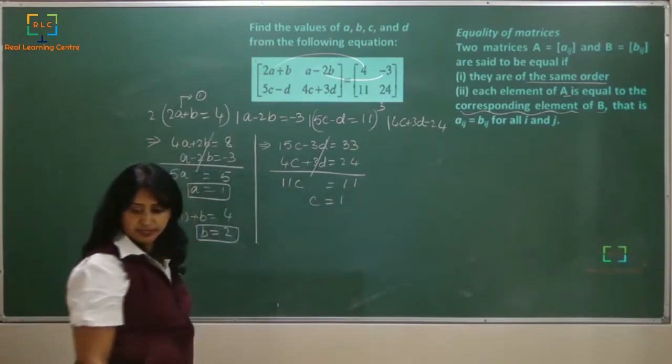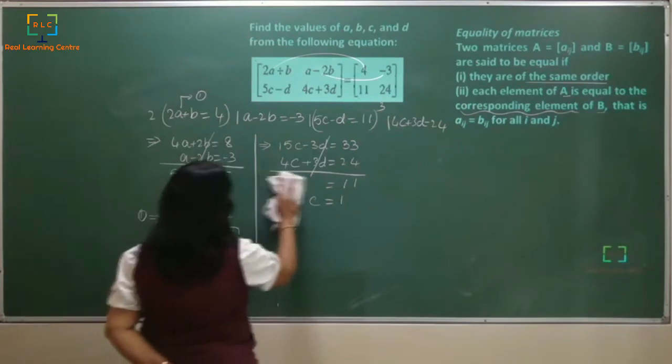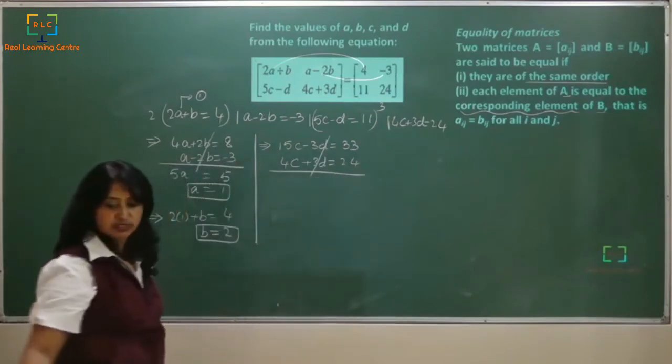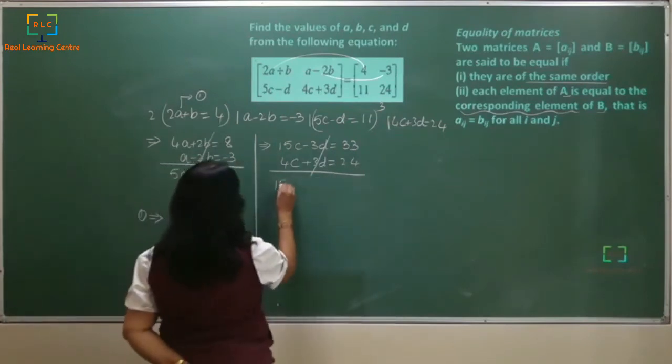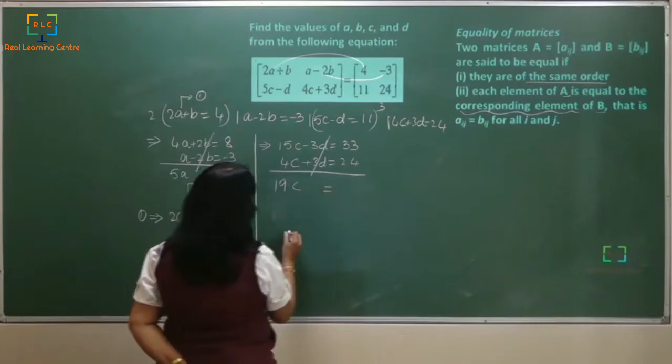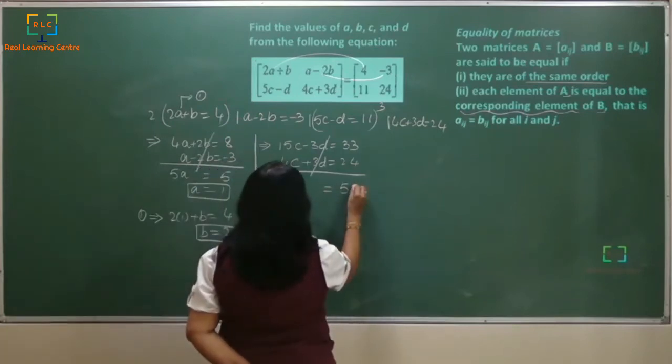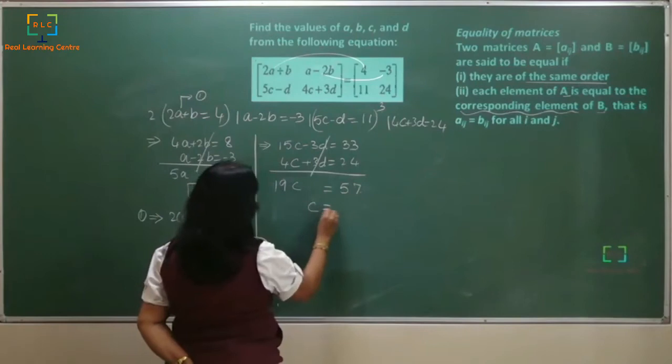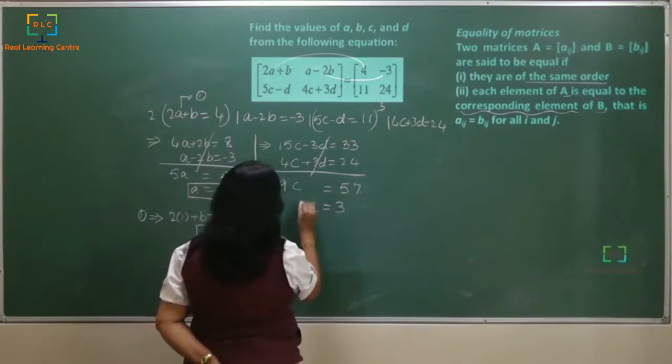Oh, I have subtracted, which means I have done it wrong. 15C plus 4C is equal to 19C. 19C is equal to 57. So C is equal to 3.